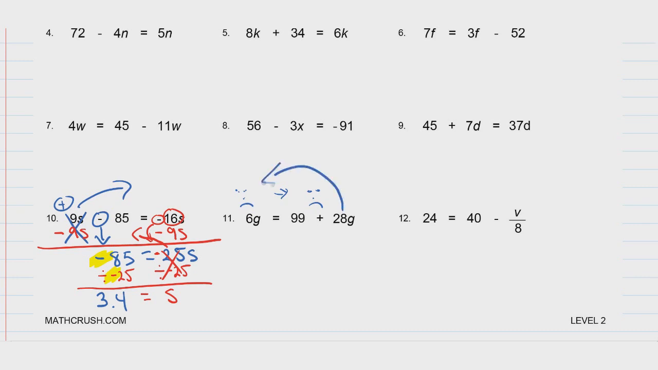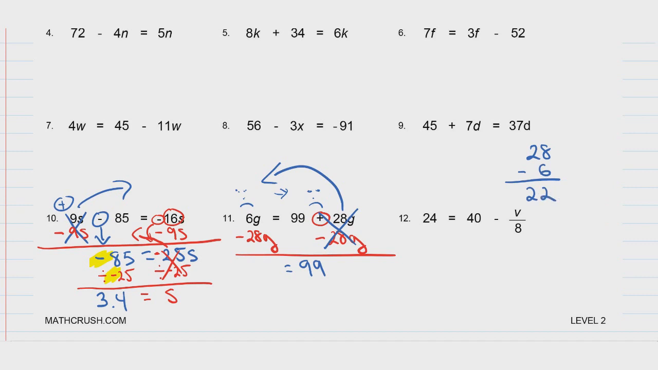Well, of course, you're going to move the 28g to join the 6g, so you're moving the variables to one side. This is a positive, so the opposite operation would be minus 28g on both sides. Well, 28 minus 28 gives you a 0, so that's gone. And you're left with 99 equals 6g minus 28g. All you do is 28 minus 6, and that gives you 22. And since the 28 is the bigger number, it's going to be a negative 22g. So you end up with a negative 22g.